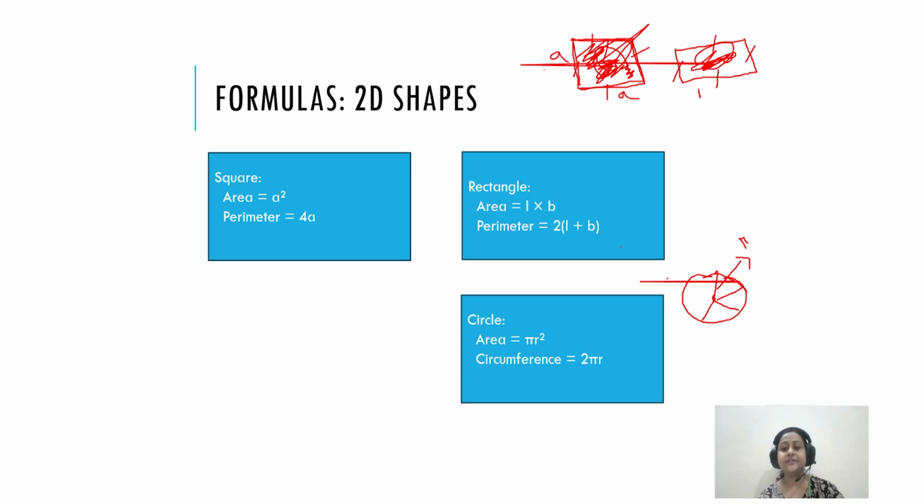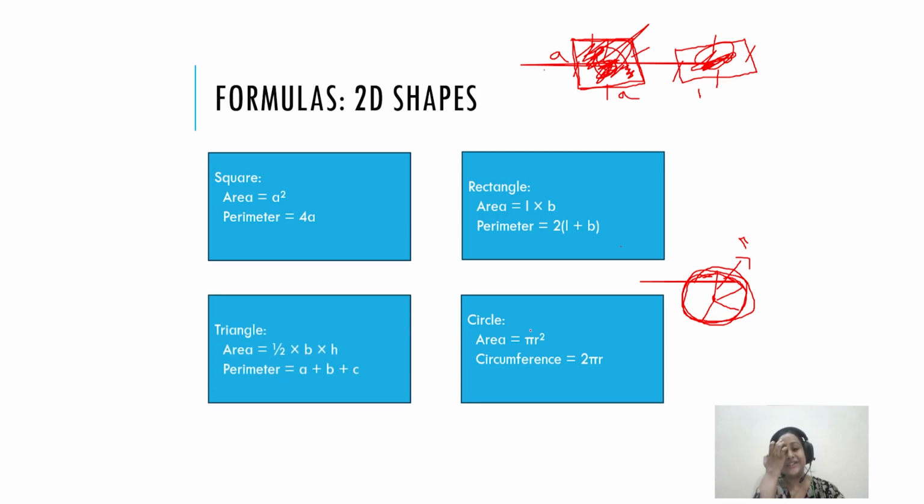And the circumference is just like the perimeter. In the case of a circle, it is called the circumference. The circumference is the outer length of this outer boundary. What is the length of this outer boundary? It is 2 into pi into R. Okay, so this is the formula. And the fourth one is the triangle.